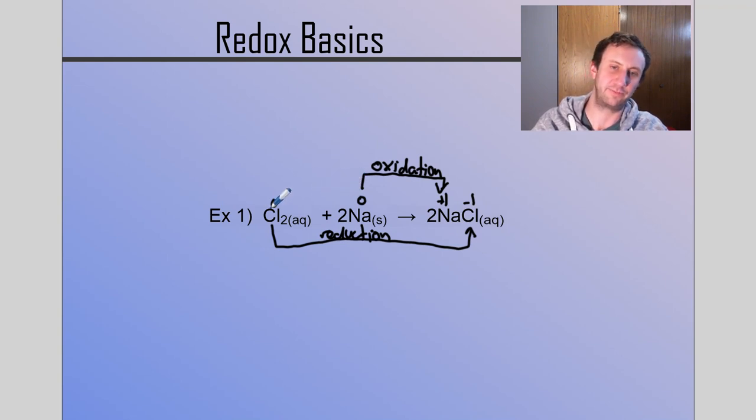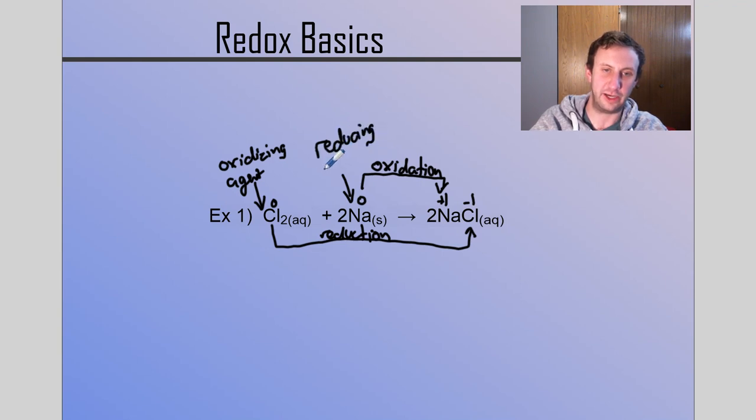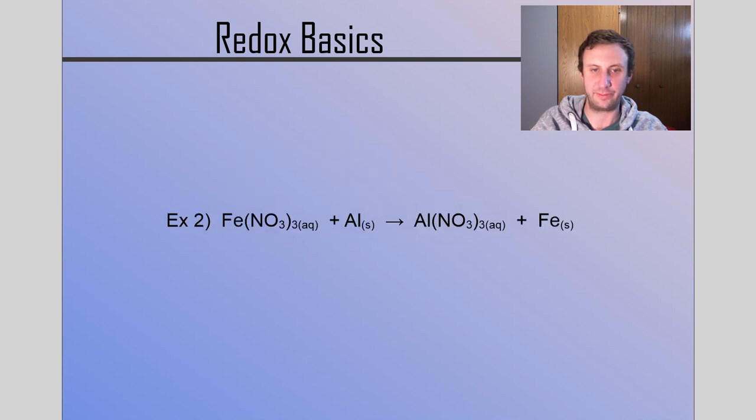It's oxidation. So chlorine itself would actually be labeled as the oxidizing agent, right? For short, we call this the OA. And it's the oxidizing agent because it was the agent for sodium's oxidation. Without chlorine, that could not have oxidized. Well, sodium is the reducing agent. So it is the agent for the reduction of chlorine. So this is the reducing agent. All right, so that is that example.